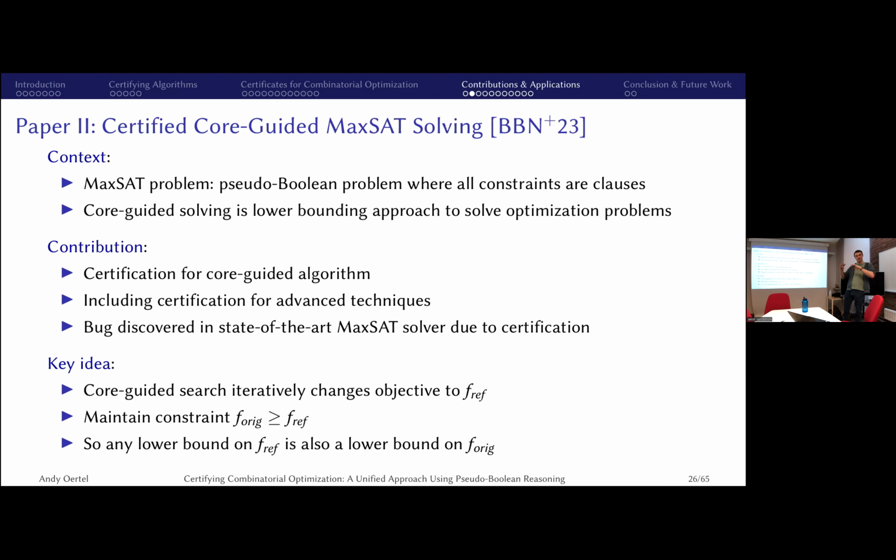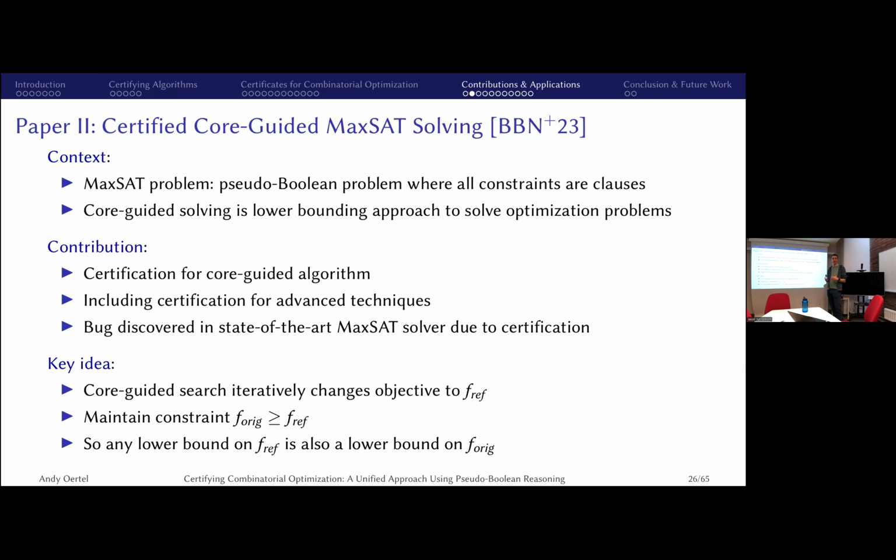Through this, we were able to discover a bug in the state-of-the-art MaxSAT solver that uses core-guided search. We were only able to discover this bug because of certification. With just testing, we would not have been able to discover the bug, because the result was actually correct, but the reasoning of how this result was obtained was incorrect. We later found an example to actually get the solver to produce a wrong result. And we would not have been able to find this without certification.